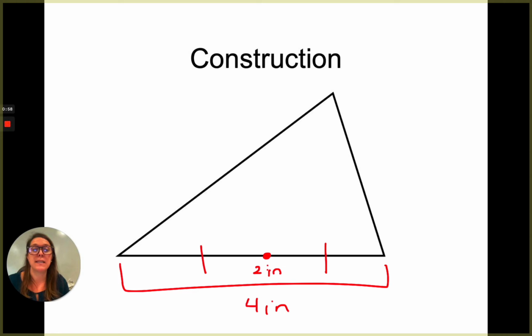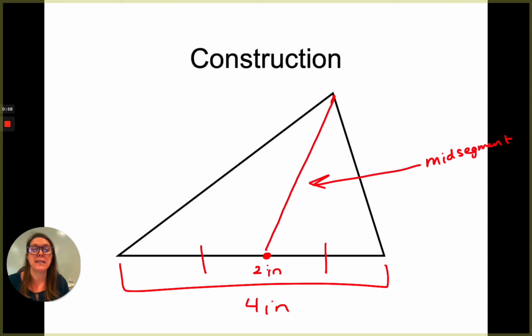Then I'm going to take my straight edge and I'm going to line it up from the top corner and then go straight down to that midpoint. And now I just created a median. So this would be your median.